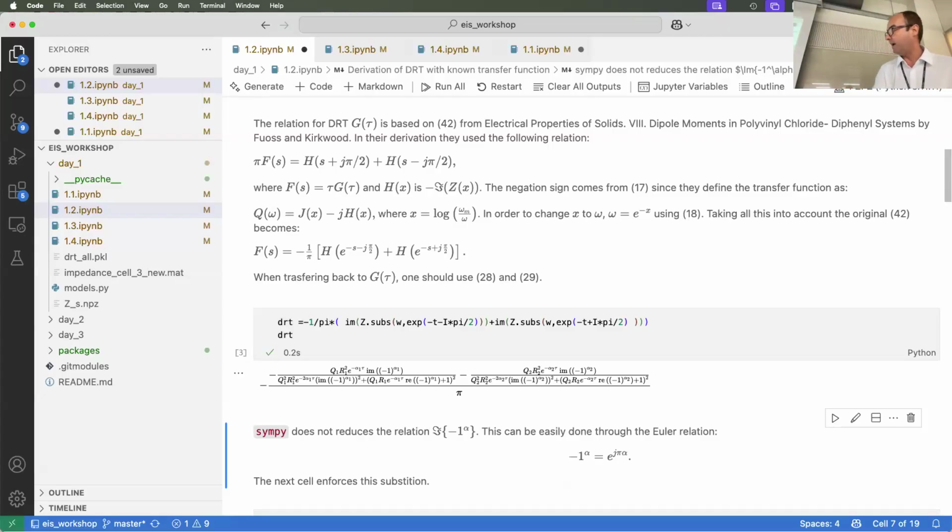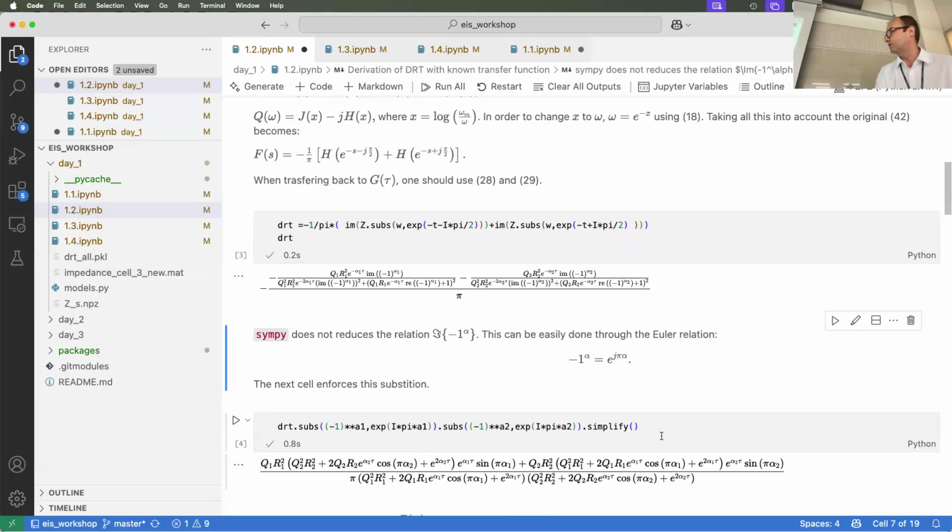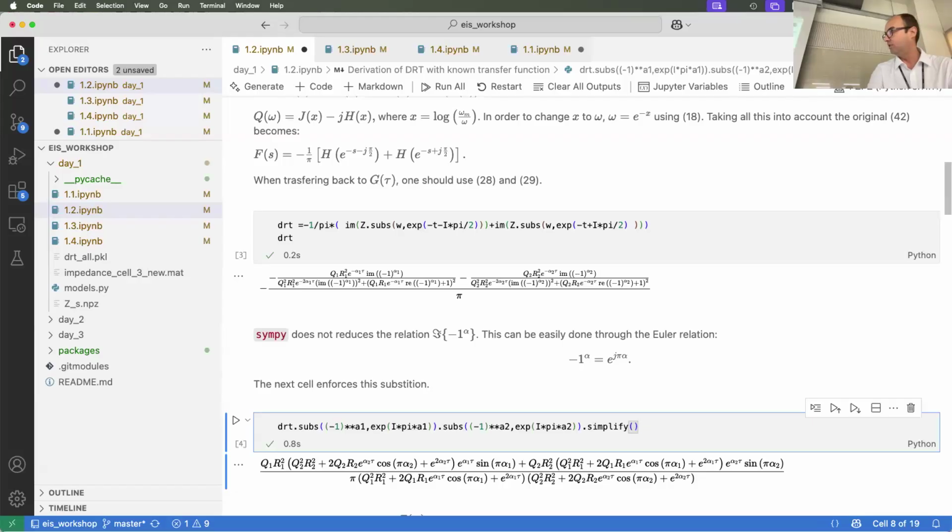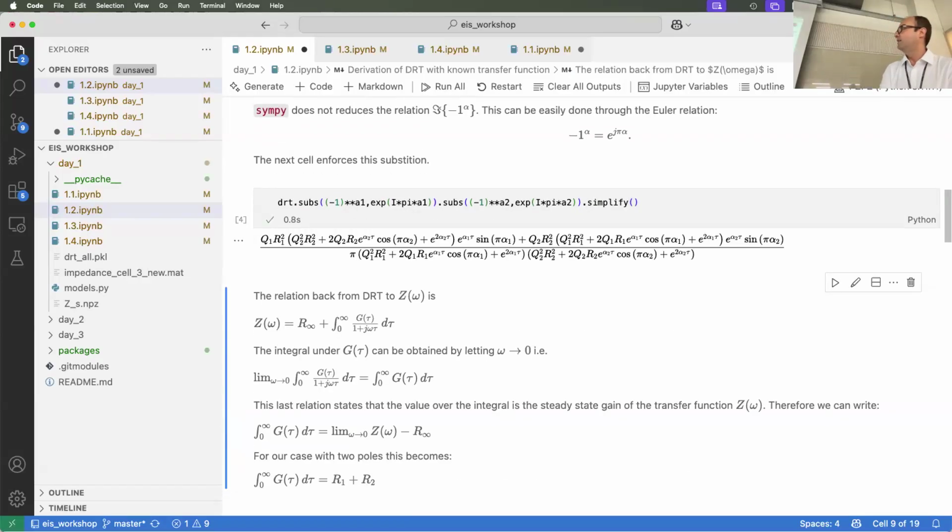There is one minor issue here. This library doesn't know how to calculate the imaginary part of -1 to the power of alpha. We know that (-a) to the power of alpha is a^alpha times e^(j pi alpha). So let's force this substitution here also. Nothing special. This is the closed form of the DRT curve.